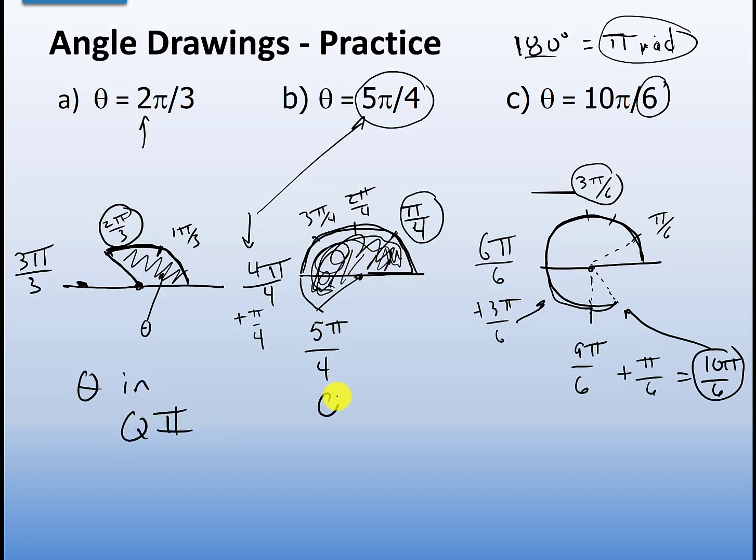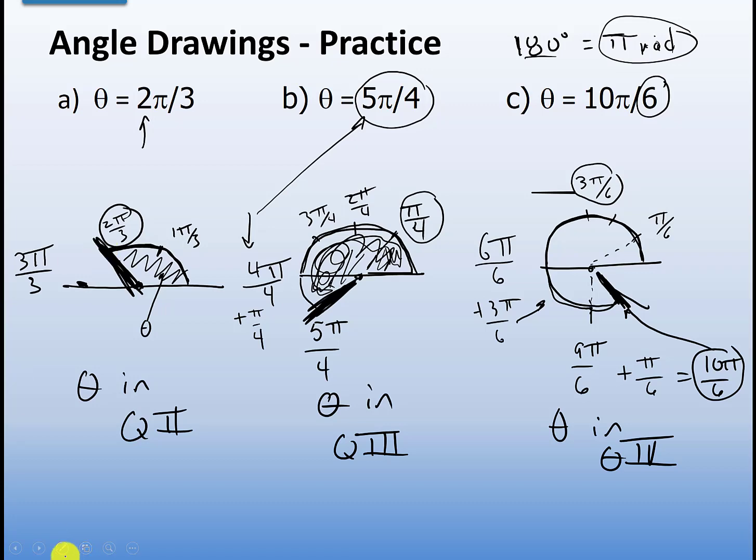And this one is in quadrant 3. And this one is in quadrant 4. There'll be more on this later, but it's important to identify angles in their quadrants. The quadrant is because it ended in quadrant 4, and this one, the terminal side ended in quadrant 3, and that terminal side ended in quadrant 2. Okay, so a little bit more practice on this.